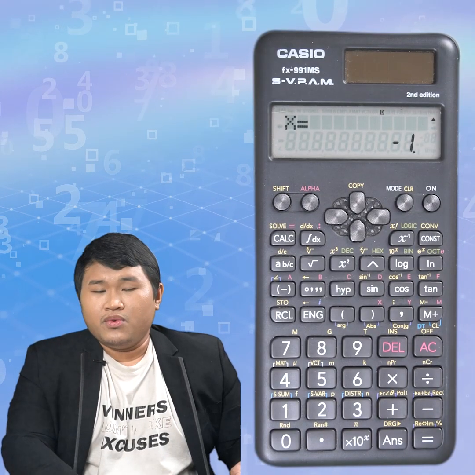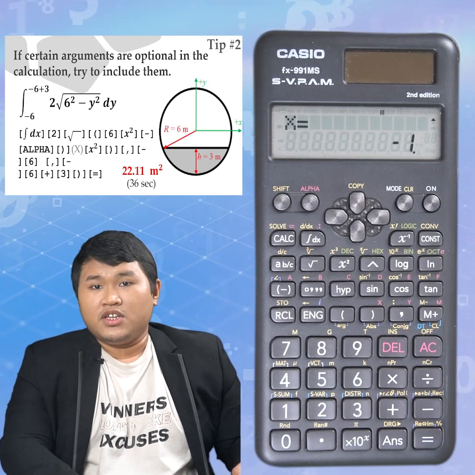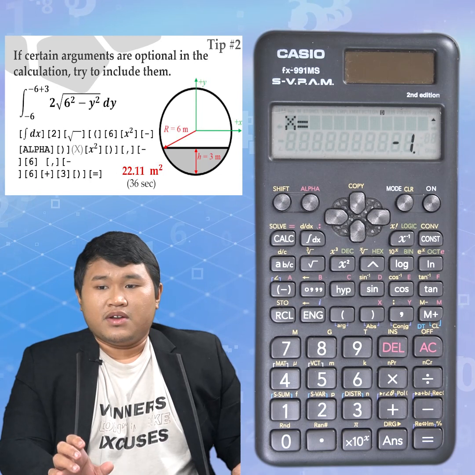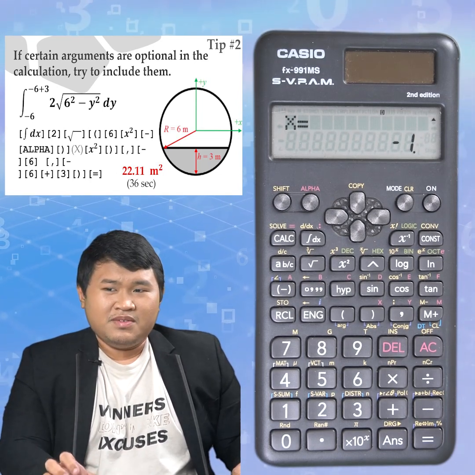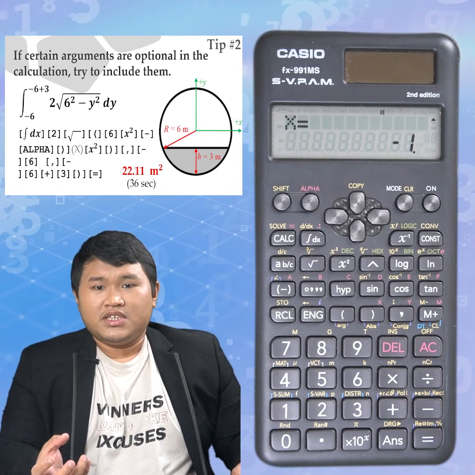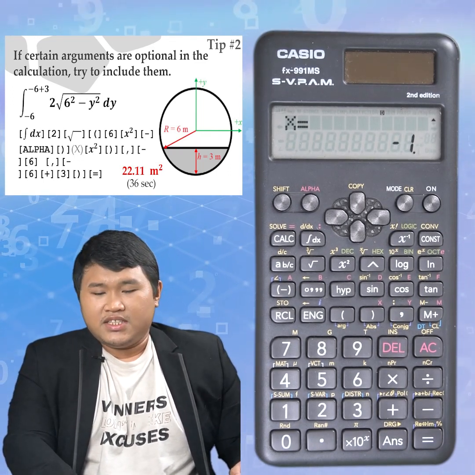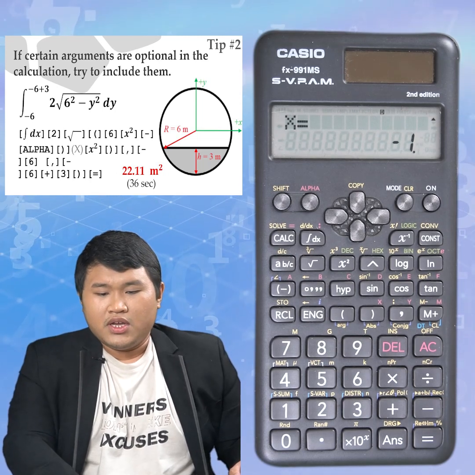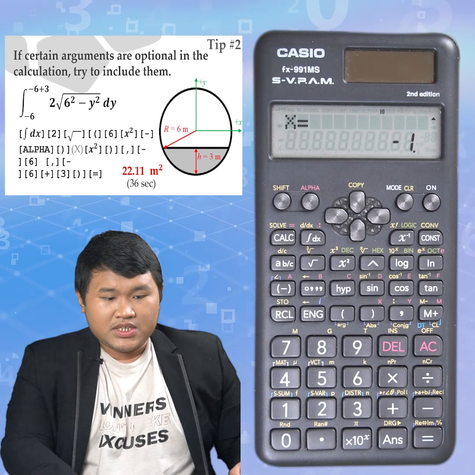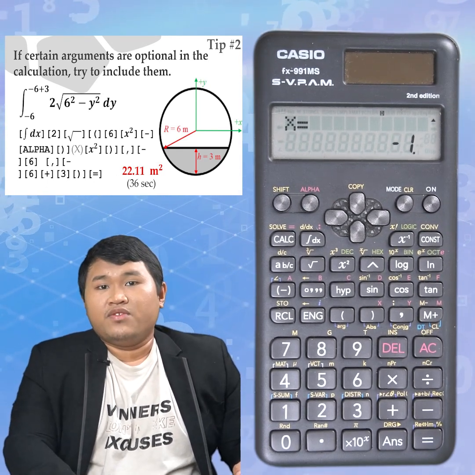Next tip, number 2, is if there are certain optional arguments in the calculation, we need to try to include them, because removing them does not necessarily mean that the accuracy or the speed is optimal. Examples of that are derivatives and integrals. For example, let us calculate this integral, which is obtained from this figure in calculating the area of this segment.